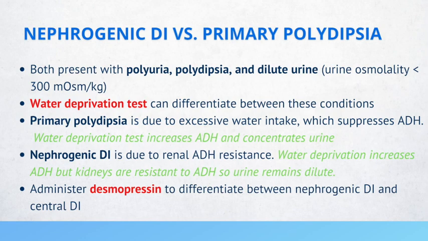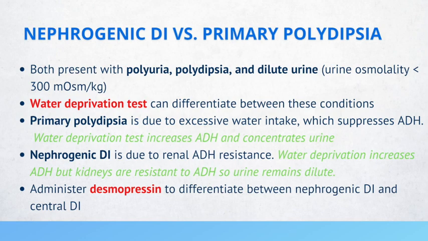In nephrogenic diabetes insipidus, this is due to a renal resistance to ADH. So it could be that the body is producing ADH, but the kidneys are just not responding to this ADH. So, we're still experiencing the symptoms of polyuria, polydipsia, and dilute urine. However, once you do the water deprivation test, the ADH is increased, but the kidneys are resistant to the ADH. So our bodies are not able to respond to this increase in ADH in nephrogenic diabetes insipidus. So the urine remains dilute in this condition.